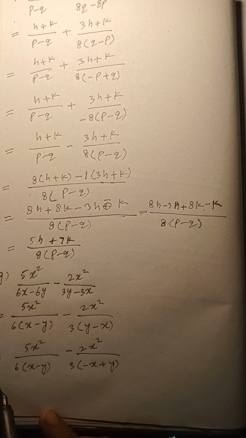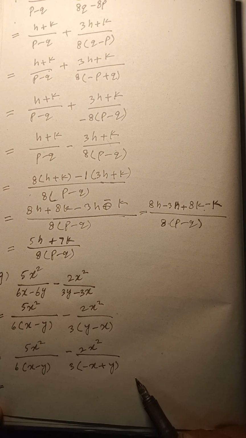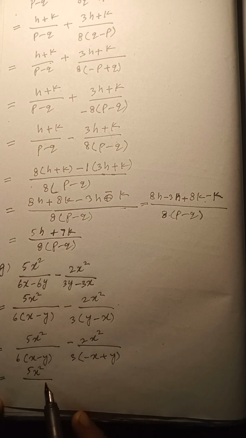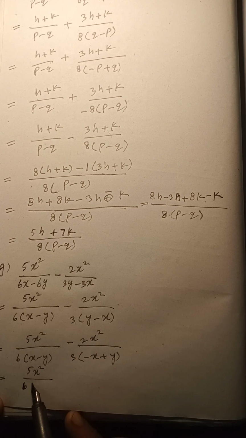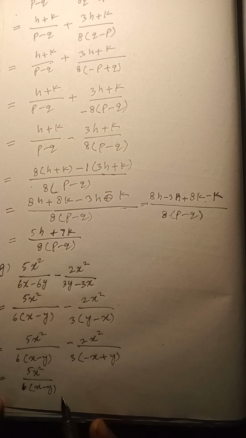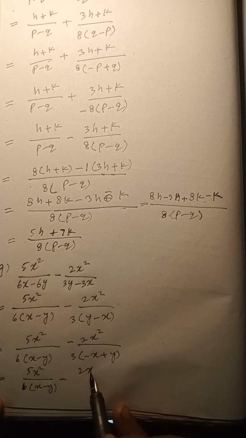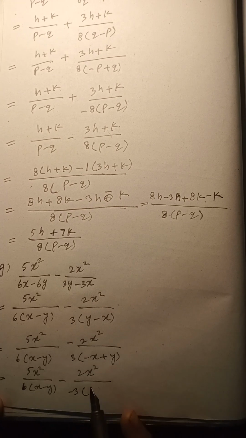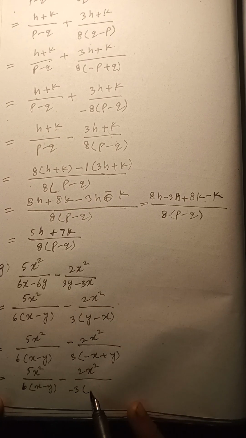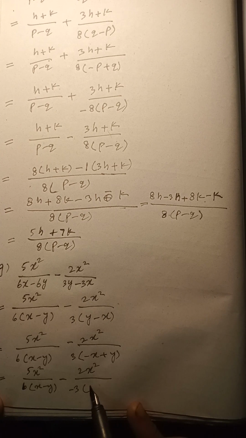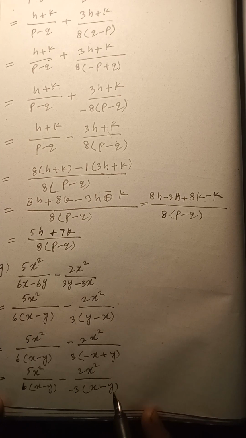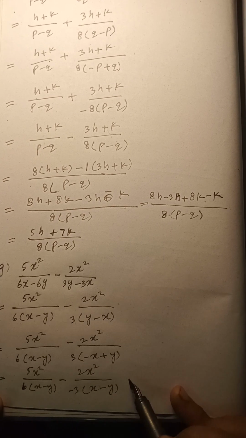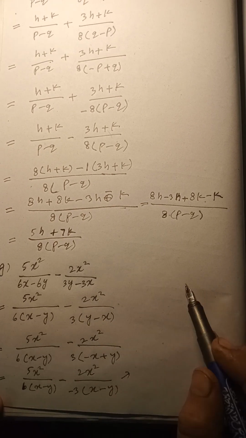Now see here 5x square over 6 into x minus y minus 2x square over minus 3. This minus has been brought out, and x minus y, due to this minus sign, inner sign will be changed. Now I am going to write it here.